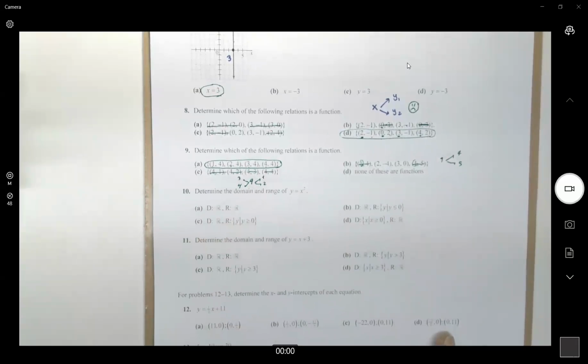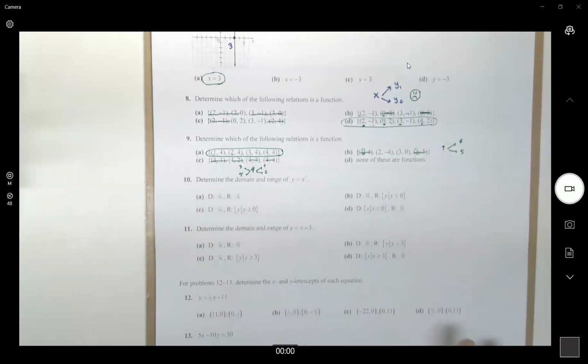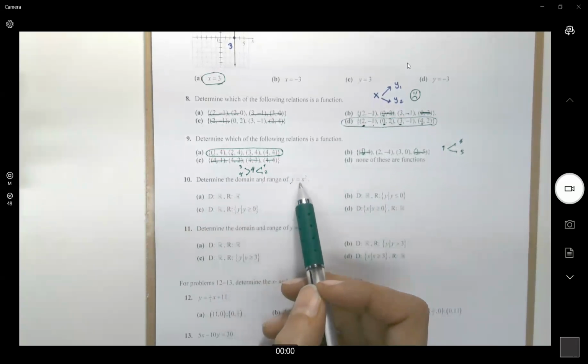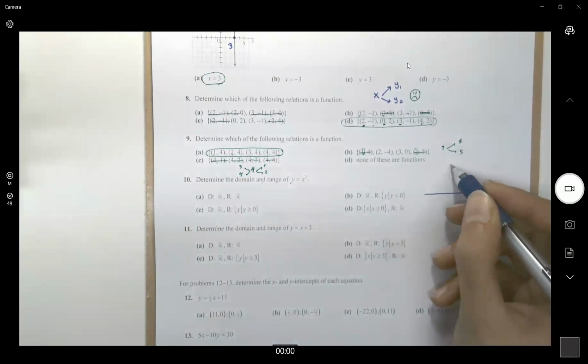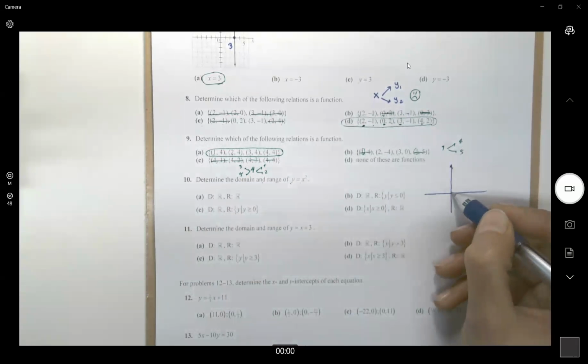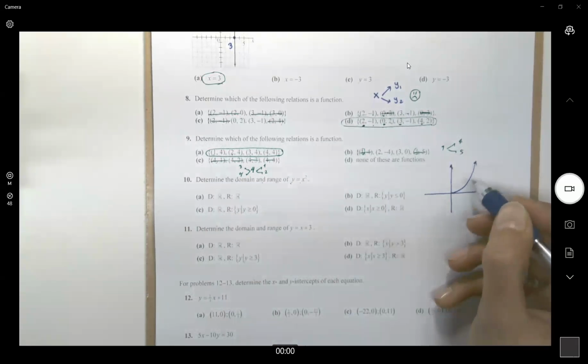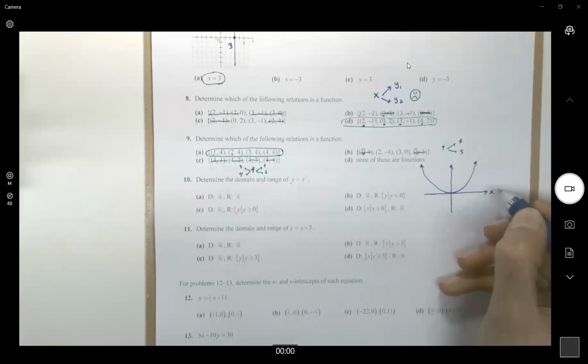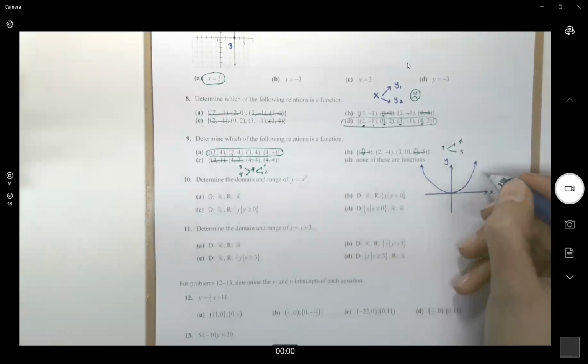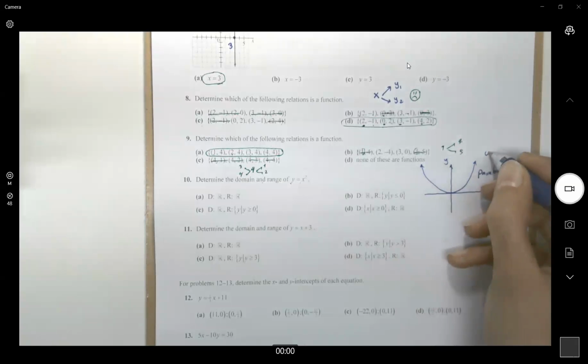Very well. Question 10 says determine the domain and range of y equals x squared. So let's take a look at the graph together. y equals x squared. This is the graph of your quadratic function, and this is a parabola. The parabola opens up.